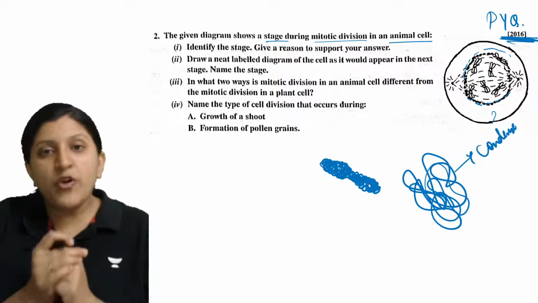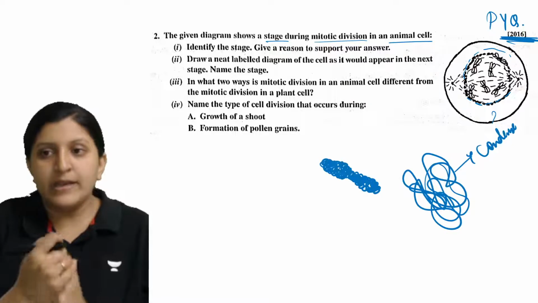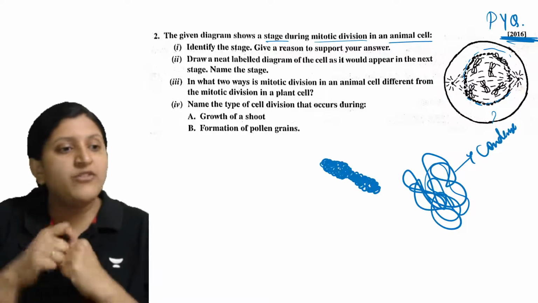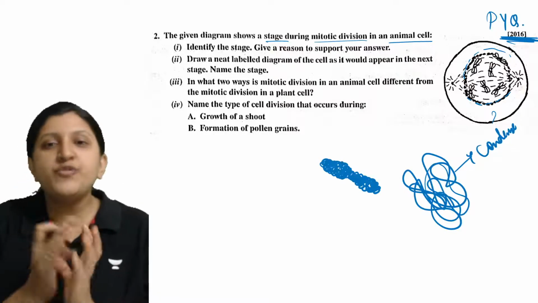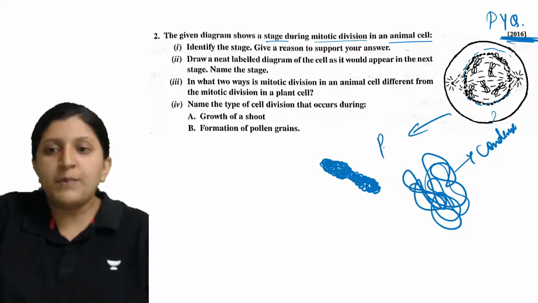So disappearance of the nuclear membrane is occurring. The nucleolus is disappearing, and all the chromatin fibers which were there will condense to form chromosomes. So this you can see, this is occurring in the prophase.